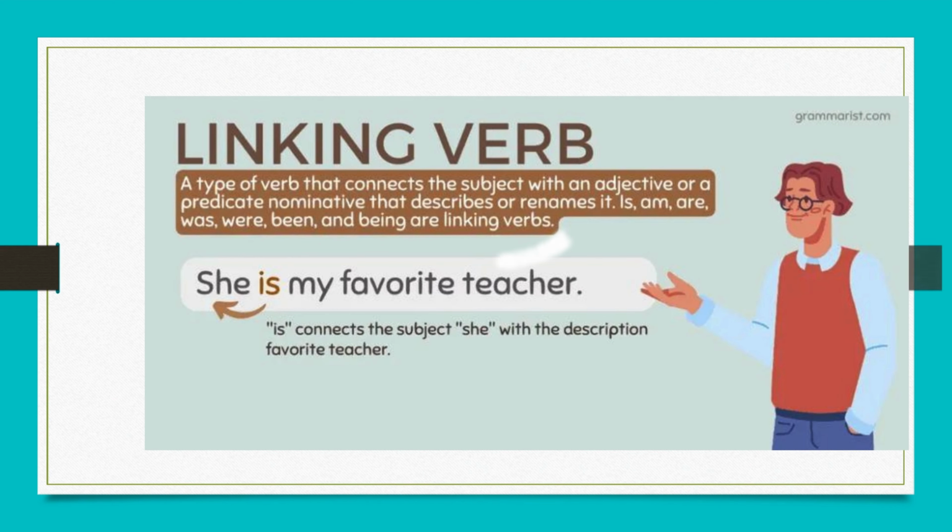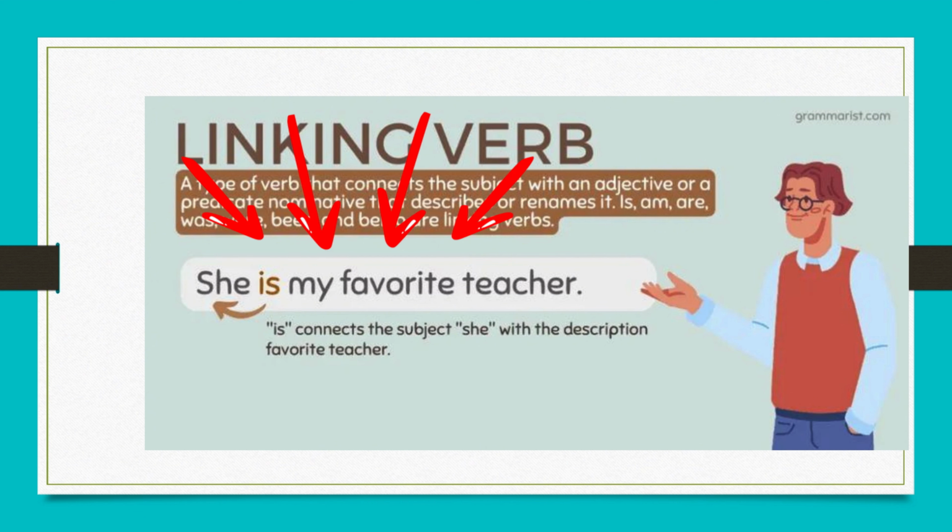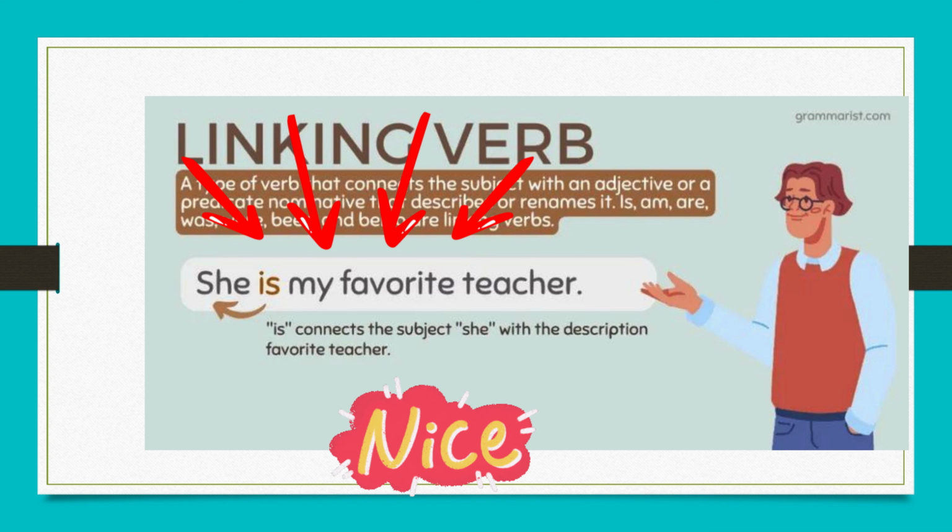Next, we have linking verbs. These verbs don't show actions. Instead, they link the subject of a sentence to additional information. Common linking verbs include am, is, are, was, and were. For instance, in the sentence, "She is my favorite teacher," the verb "is" is linking "she" to the information about her being a teacher.